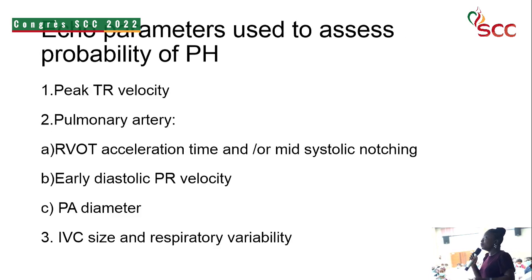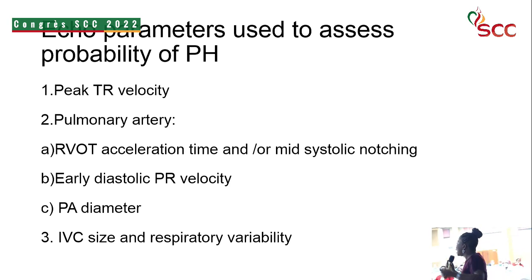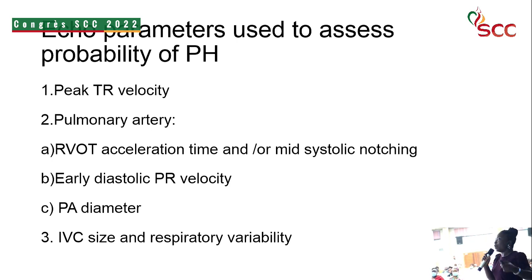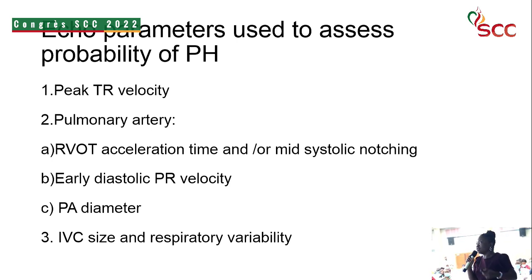So, going to echo, because it's the one that is mostly used, we have various methods that we can use to assess the probability of pulmonary hypertension. Remember, echo can give you only a probability because the definite diagnosis is by right heart catheterization. By echo, you could use the peak TR velocity, which is the most used, but those who are more versed with echo can use the pulmonary valve regurgitation velocity to have an estimate of pulmonary pressure. Of course, the peak TR velocity is used together with the IVC to have this idea.